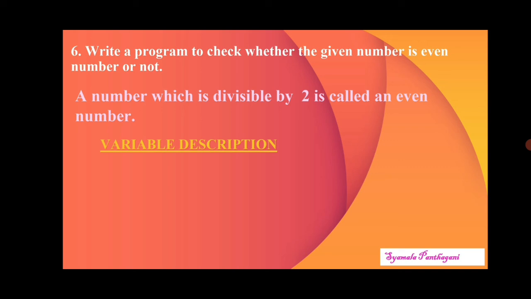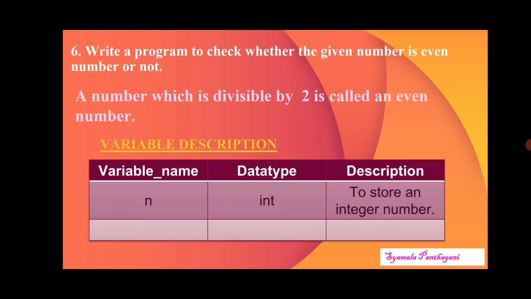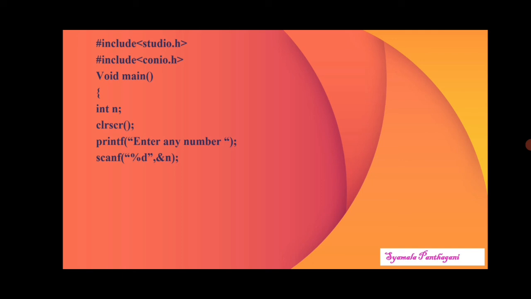Variable description. I have taken n as the variable, its data type is integer, and its description is to store an integer number. Here we are taking a number as input and checking whether that number is even or not. Shall we go to the program?